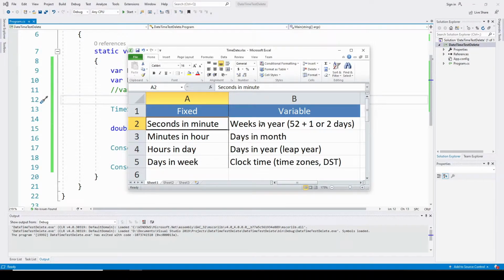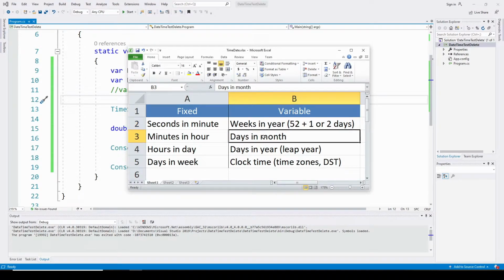Now, on the right-hand side is stuff that's variable. And, for example, how many weeks are there in a year? Well, most of us would say, well, 52, but then there's leap year. And then there's different calendars, so it might be 52 or 53. So it can vary depending on who you talk to.